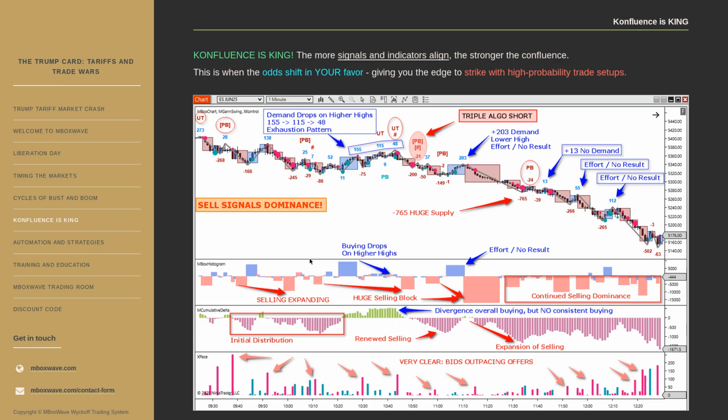What else do we see? Let's begin by looking at the visuals. Usually the visuals are the easiest before looking at the numbers. We see that selling is expanding here, right?